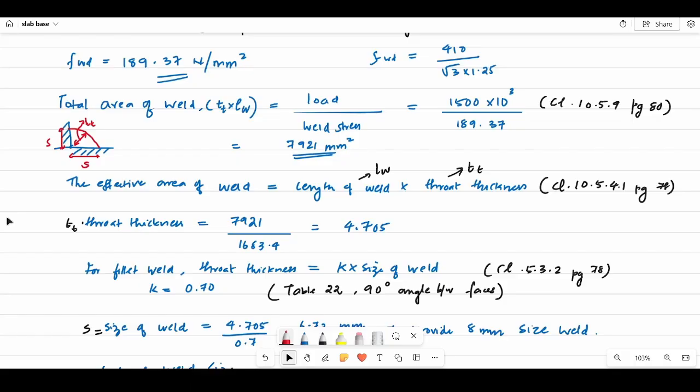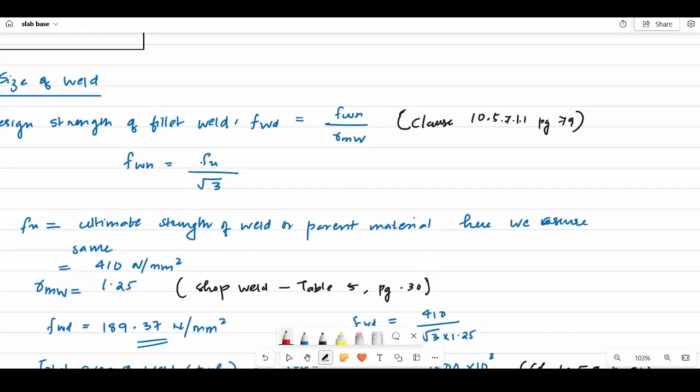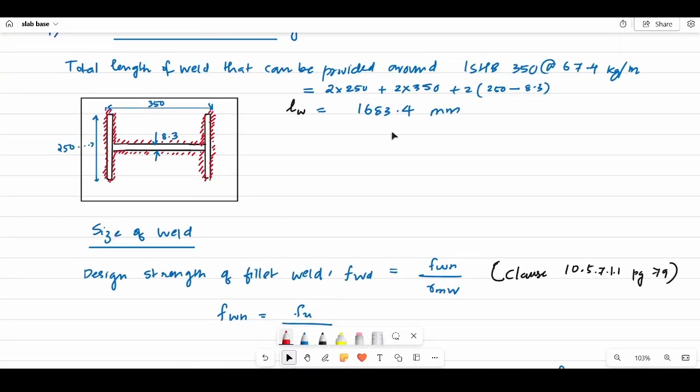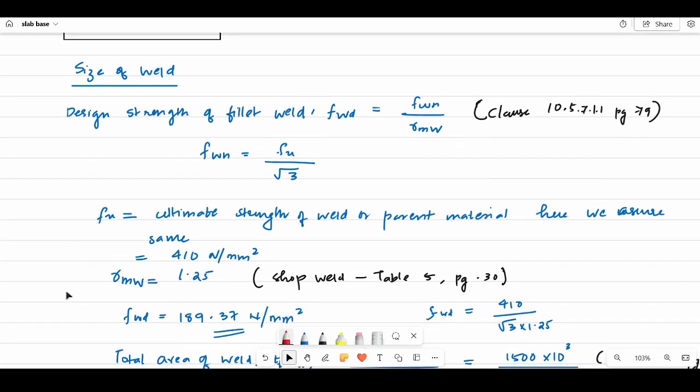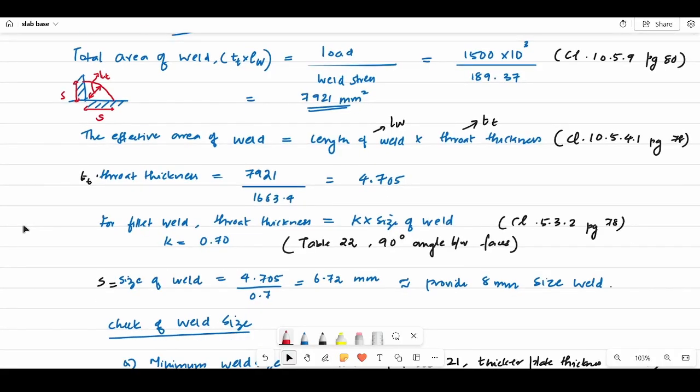Now, to find the throat thickness, we already know the area, and we already know the Lw, which we just calculated. The throat thickness will be the area divided by the Lw. So we know the total area from our calculation of load by weld stress, which is fwd, and we already know the total effective length of the weld, which is 1683.4. So we can easily calculate the throat thickness. Tt will be effective area divided by Lw. So we get the throat thickness as 4.705 mm. Now from that we can calculate the weld size.